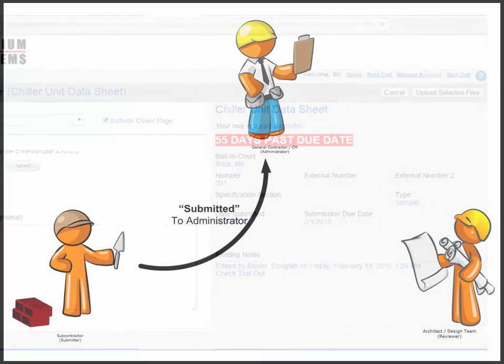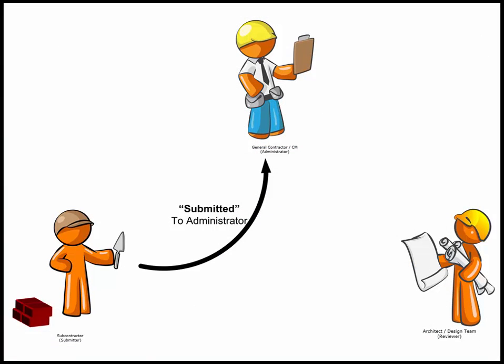When the contractor presses the upload button, the information is automatically routed to the construction manager or general contractor for review to assure that the information is proper. The construction manager will conduct a simple overview of the submitted documents to make sure that they match what was requested.